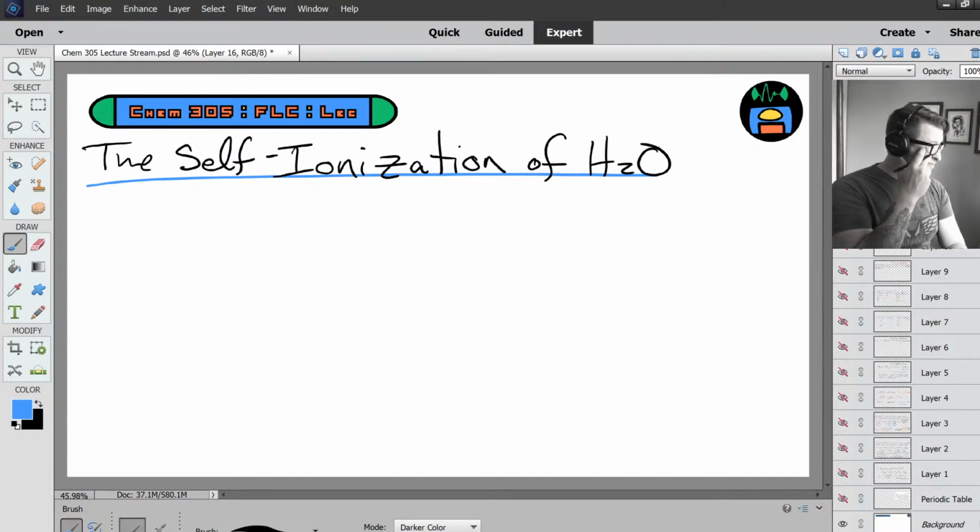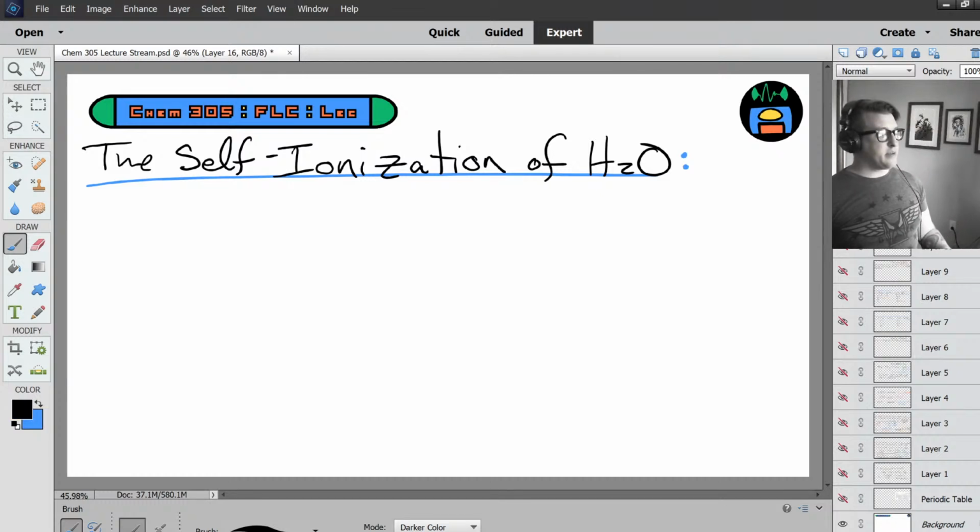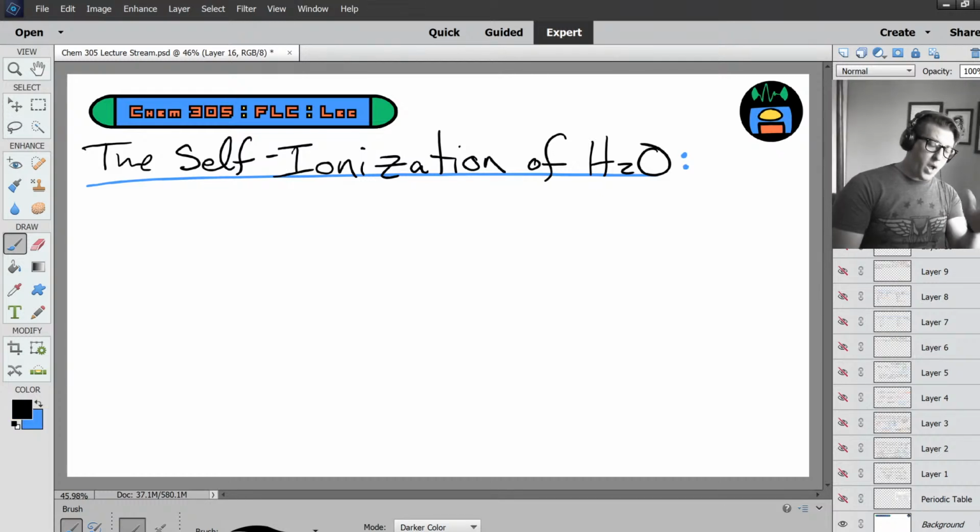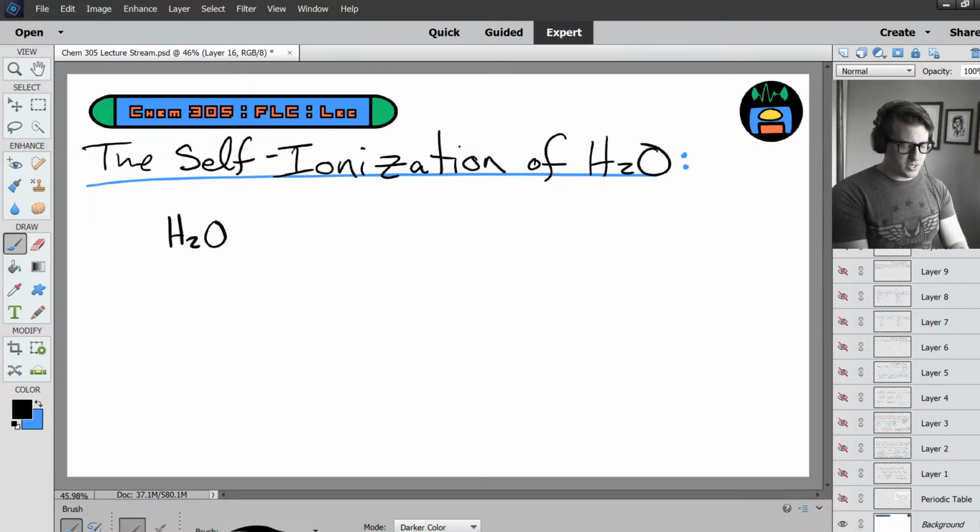All right, the self-ionization of water. So, as we know, water is capable of being both an acid and a base, right? So what happens when one water molecule meets another in a dark alleyway where nothing else is around, right? What happens when one molecule... Whoa! All of a sudden my brush got super big.